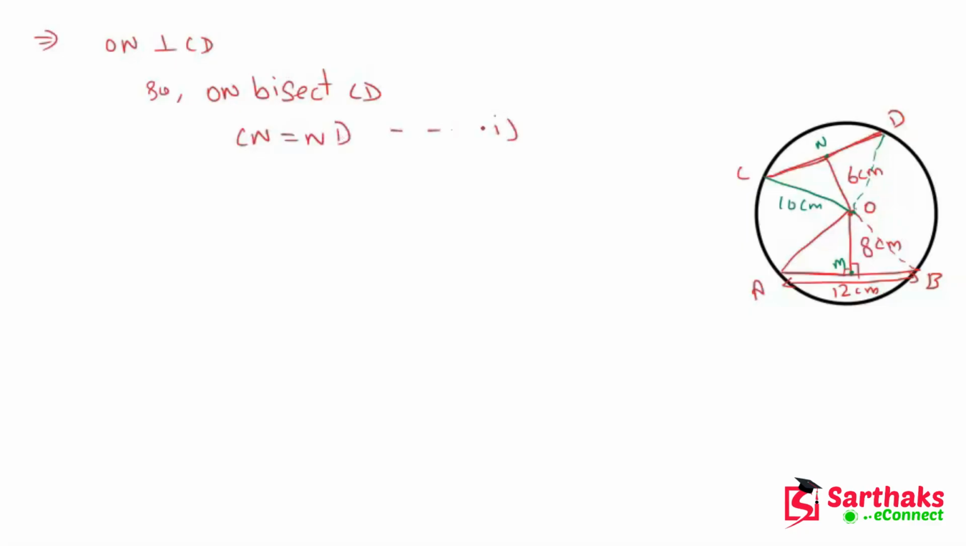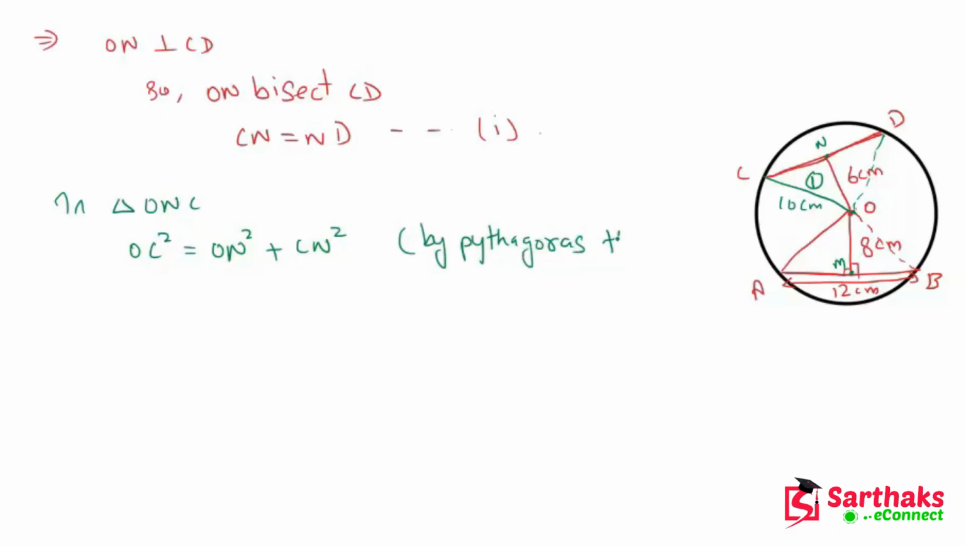Let's suppose this is equation number 1. Now in triangle OCN, we are taking this triangle. In this triangle, again we know that this is a right angle triangle, so we can apply the Pythagoras theorem. We can write OC square, which is the hypotenuse, equals ON square, which is the perpendicular, plus CN square, which is the base. This is by Pythagoras theorem.